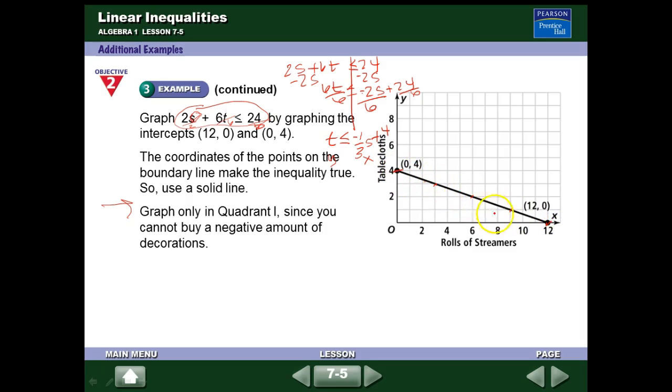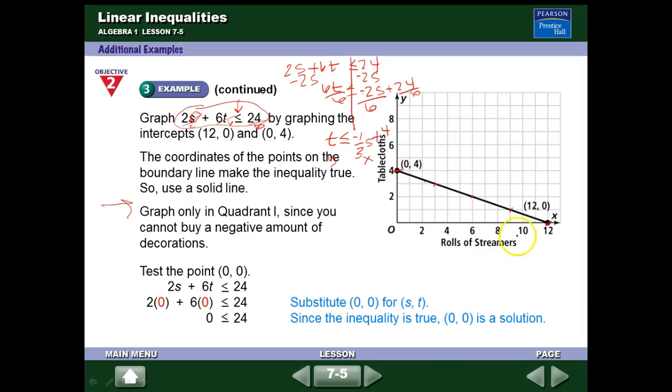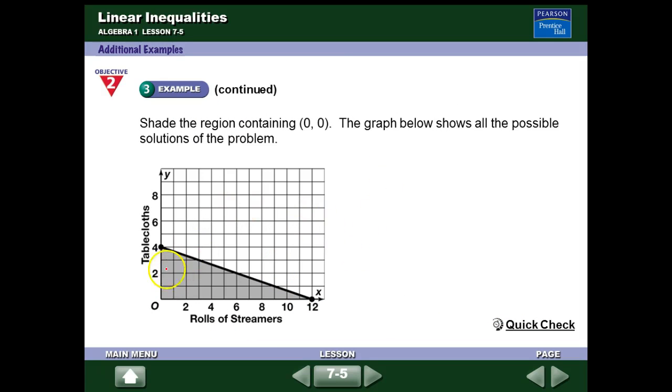Here's the line. So now I need to decide whether or not my line needs to be dashed or solid. Because I'm including it with my less than or equal to sign here, it needs to be a solid line. Now, I have to decide which way to shade. Test 0, 0. Plug in 2 times 0 plus 6 times 0, which is going to be 0. Is 0 less than 24? Yes, it is. So since this makes this statement true, we have to shade below.